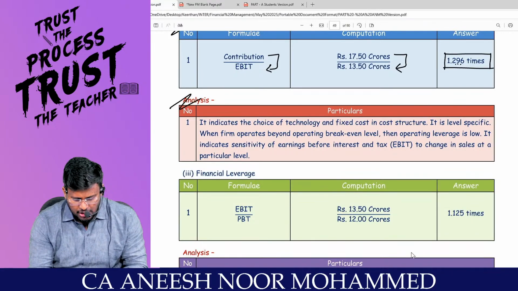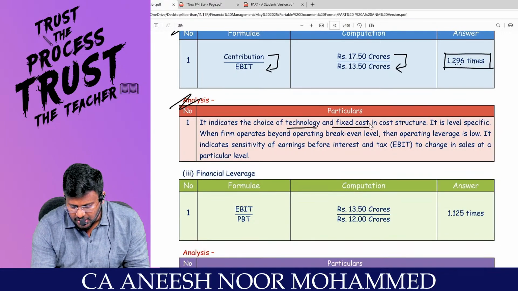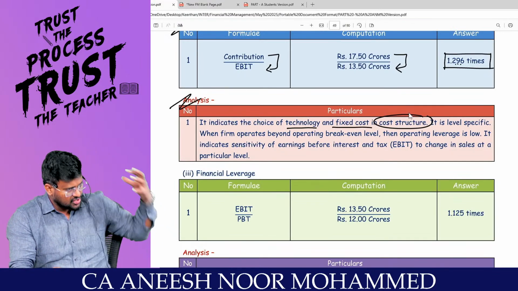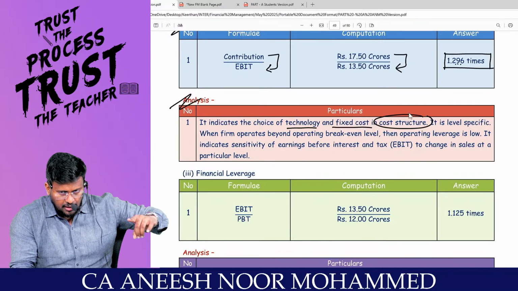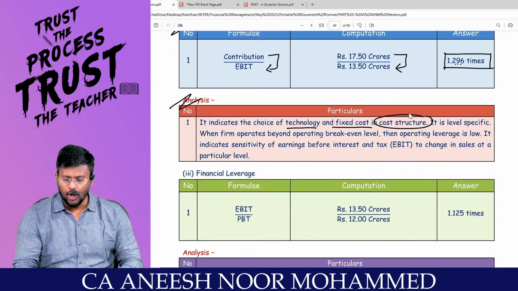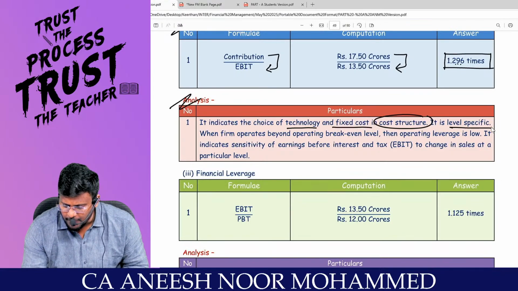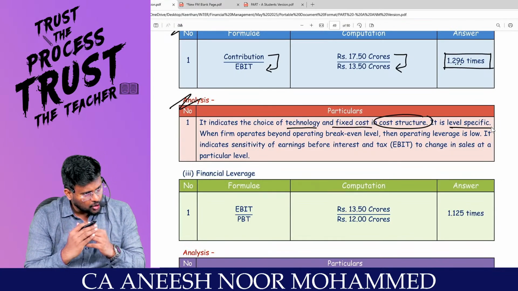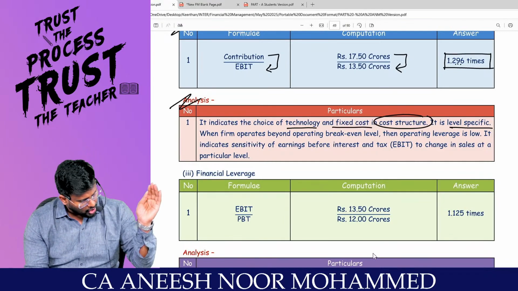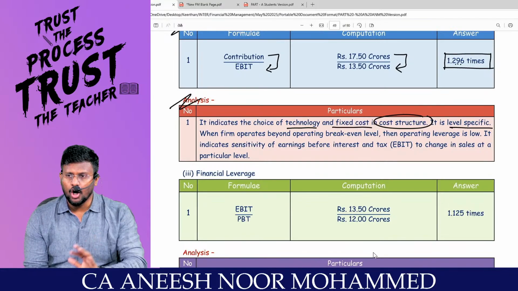It indicates the choice of the technology and the fixed cost in the cost structure. That means inside my cost structure, as already discussed, how much fixed cost I am bearing will be shown by the operating leverage. It is level specific. If the fixed cost increases, operating leverage automatically increases. If the fixed cost decreases, operating leverage automatically decreases.